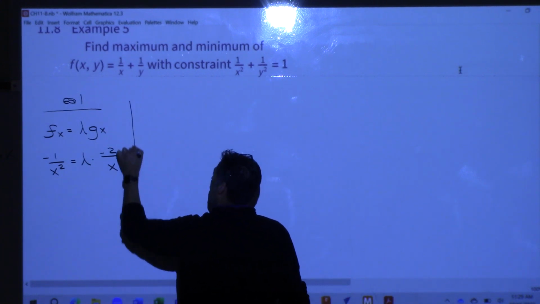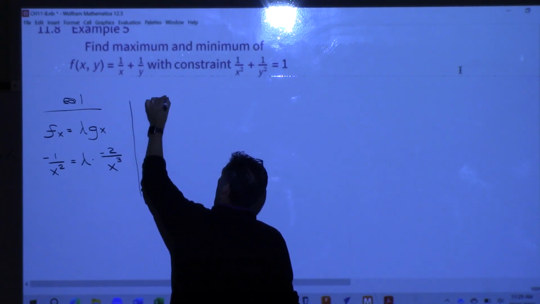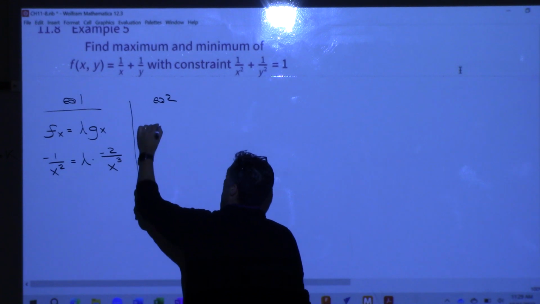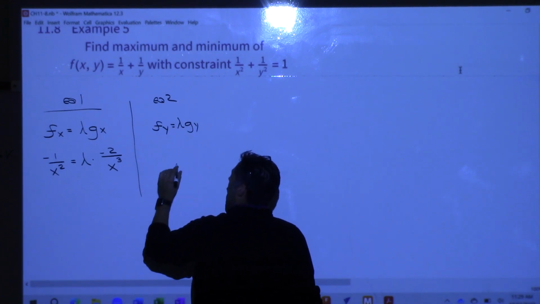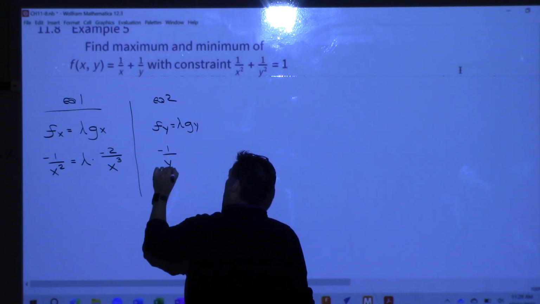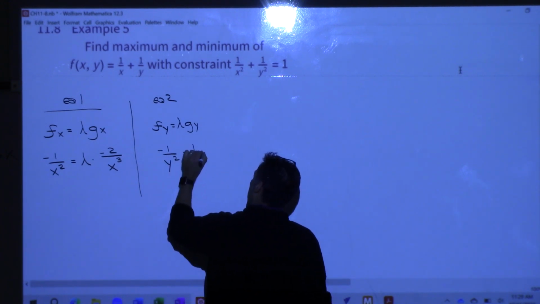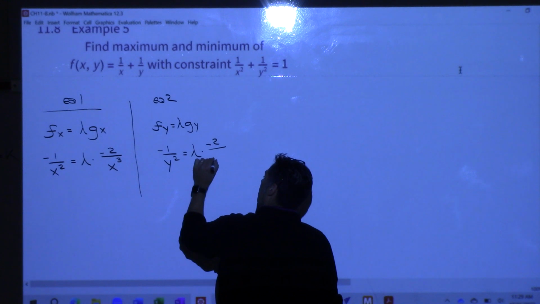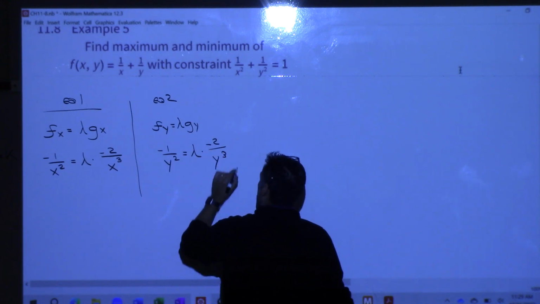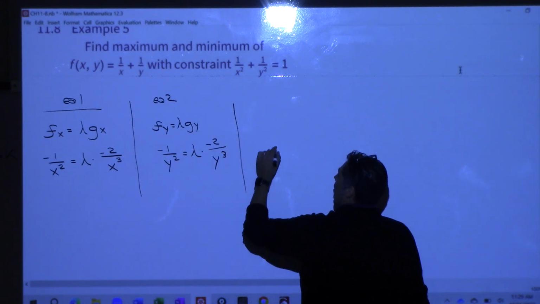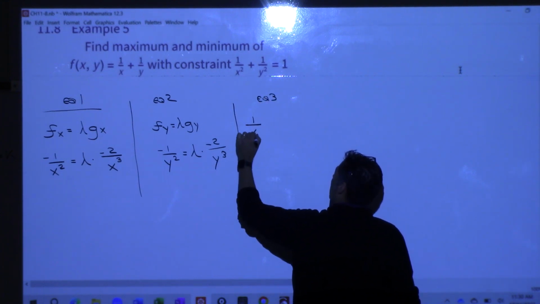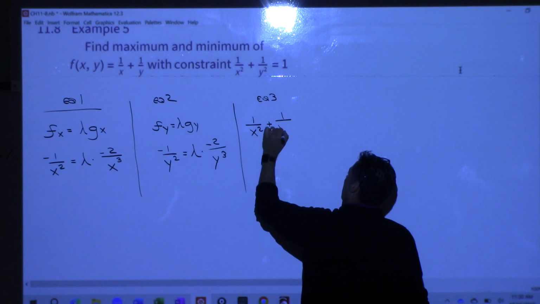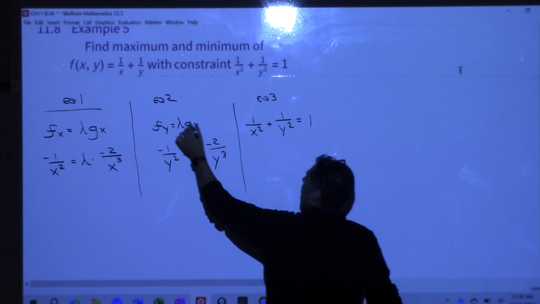Okay, we continue. Equation 2, pretty similar, right? Partial f with respect to y equals lambda partial g with respect to y. It's going to be negative 1 over y squared equals lambda times negative 2 over y cubed. Very similar, right? And then our equation 3 is our constraint: 1 over x squared plus 1 over y squared equals 1.